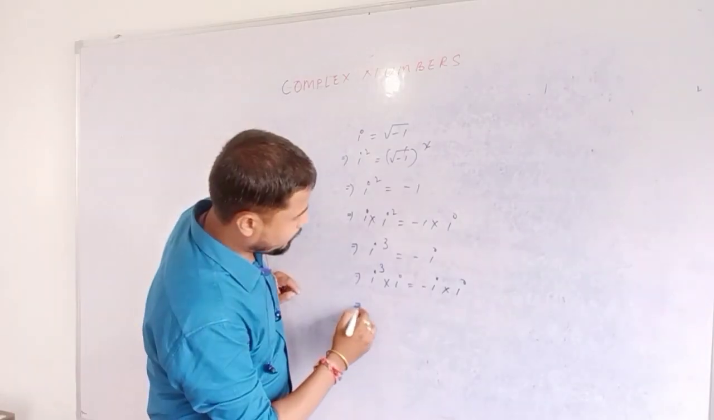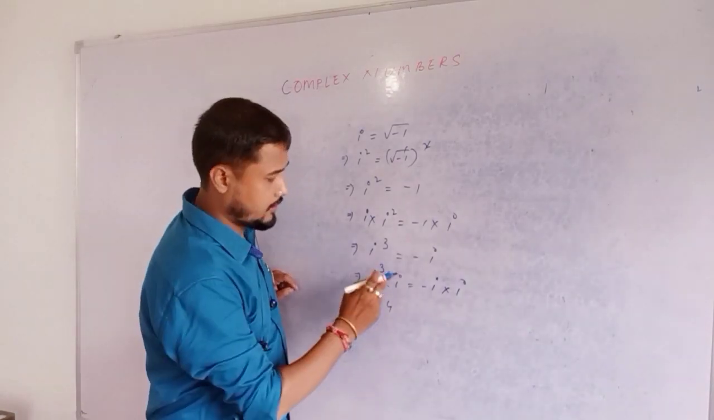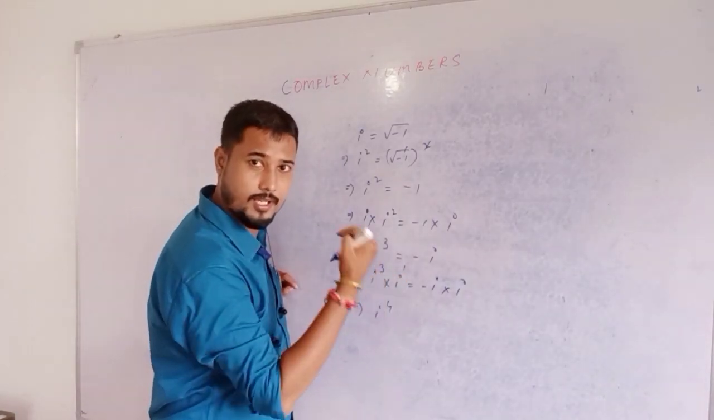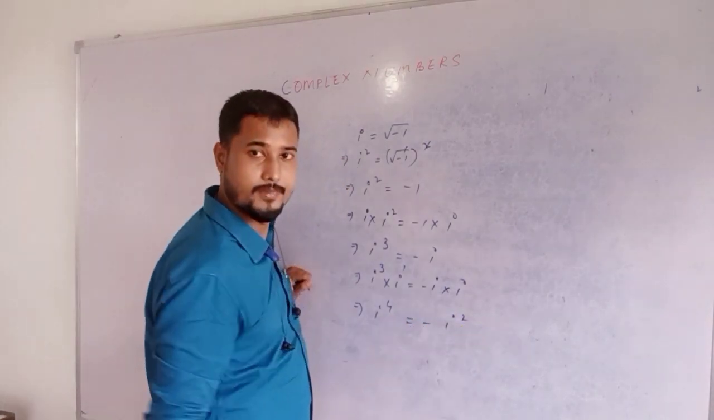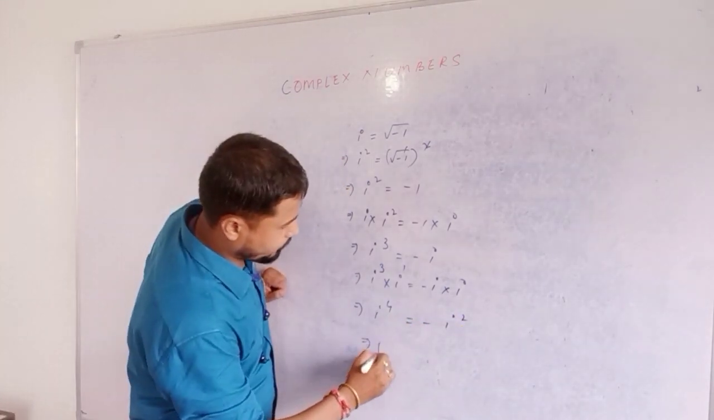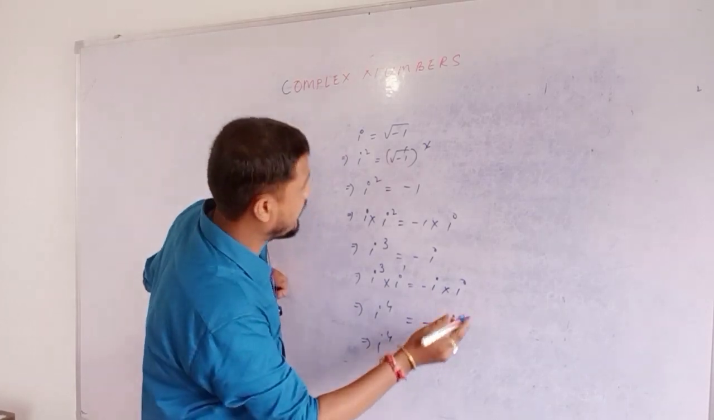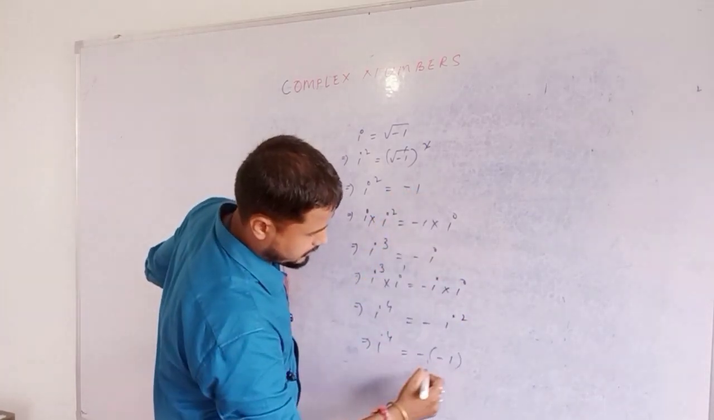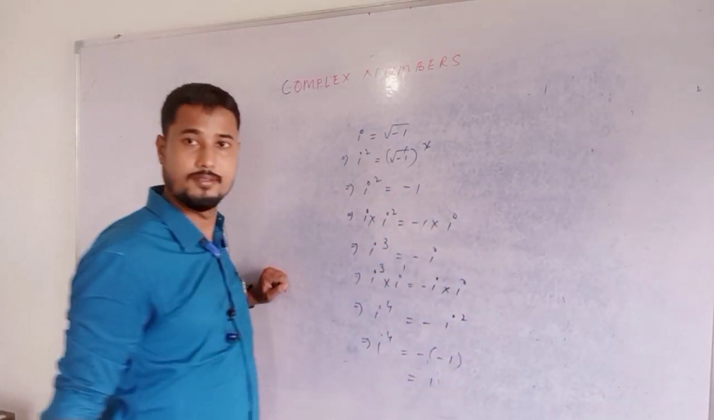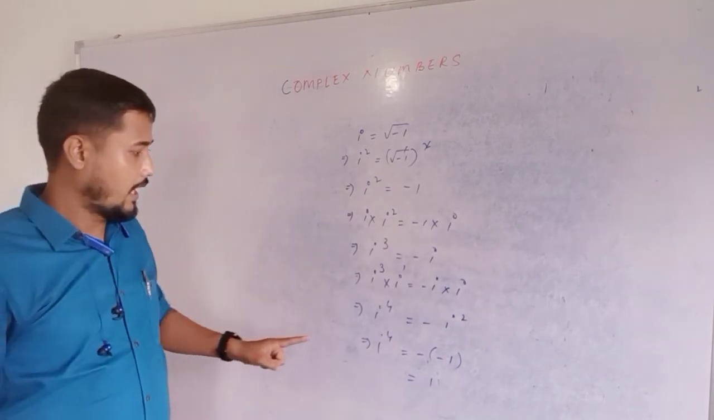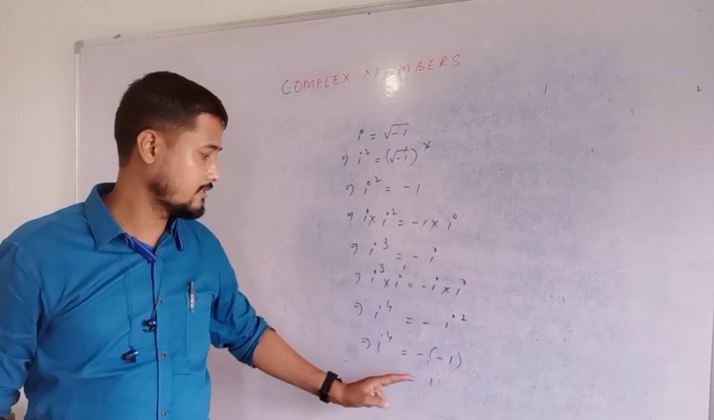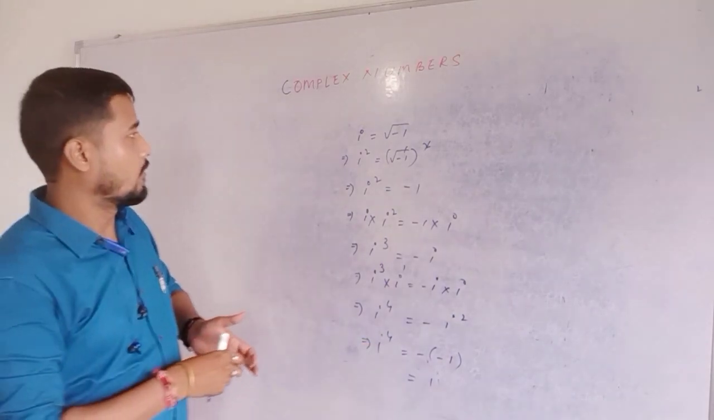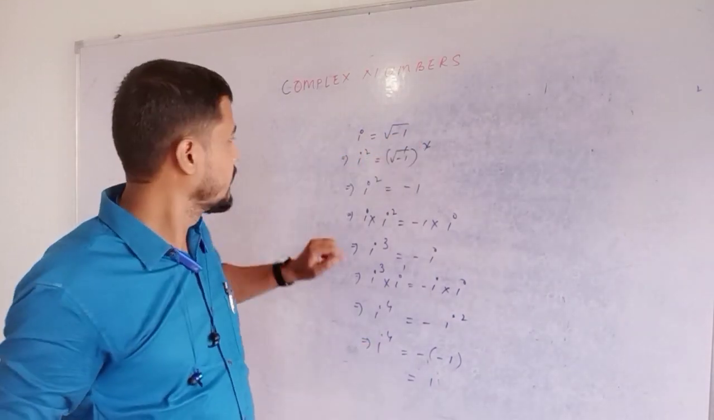Now, i power 4. This is 3 plus 1, which is 4. i power 4 equal to minus i square. Now, i square value is minus 1, so minus of minus 1 is 1. Remember one thing: i power 4 value is 1.